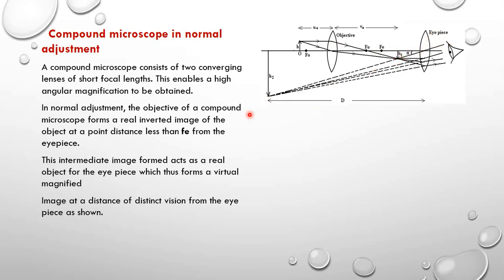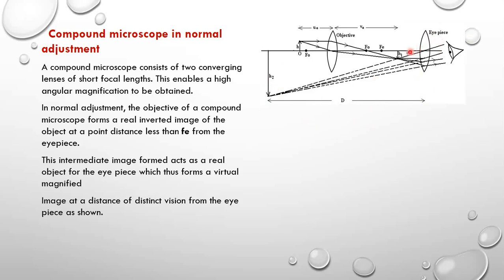And then the final image is going to be magnified, virtual, and inverted. And it's going to be at a distance d from the eyepiece. That d is the least distance of distinct vision.